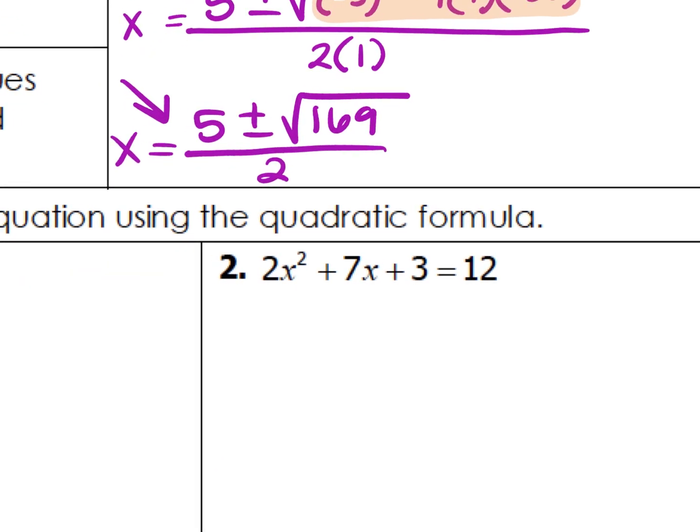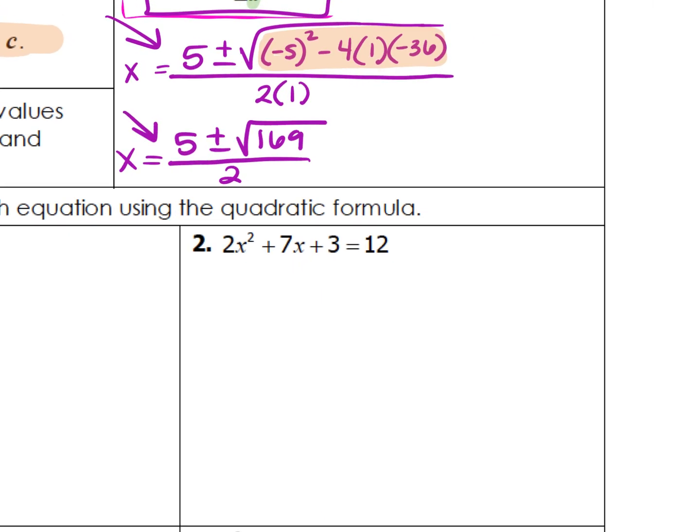What do you think you should do at this point? Square root it. You're going to check, can I take the square root of 169? If I can, hooray. That's beautiful. If I can't, then there's some work to do. Can you take the square root of 169? Yeah, it's 13. So if you hit square root of 169 and you get 13, then ditch the square root and put in a 13. This is equal to 5 plus or minus 13 over 2.